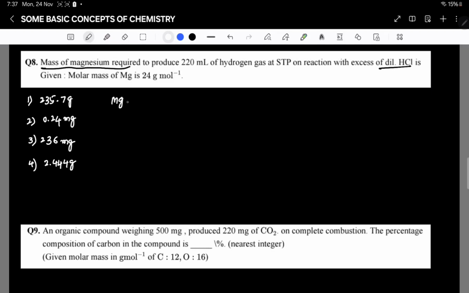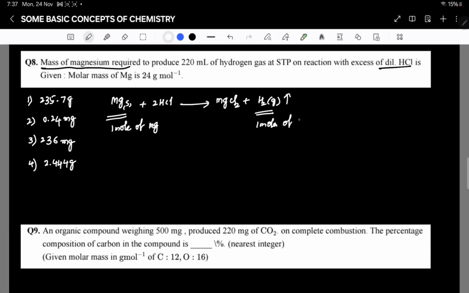Magnesium reacted with HCl gives MgCl2 plus H2 gas. Clear, student? So here the question is related to magnesium and H2 gas only, right? So 1 mole of Mg, reacted with excess of HCl, will give 1 mole of H2 gas.